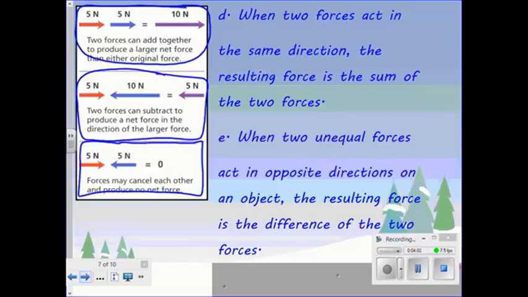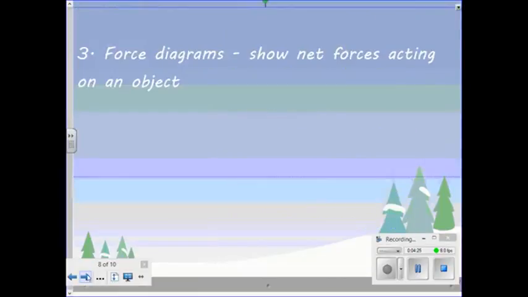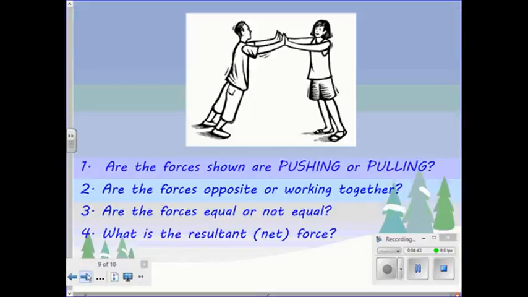However, in the middle, you have 5 newtons and 10 newtons working in opposite directions. We are going to subtract them, and that will result in 5 newtons because 10 minus 5 is 5, last time I checked. We also have 5 newtons working opposite of 5 newtons, and we are subtracting those, resulting in a balanced force of 0 newtons. So those are all force diagrams, and they show you the net forces that are acting on an object. And that's what we're going to practice next after we finish these notes today, drawing force diagrams.